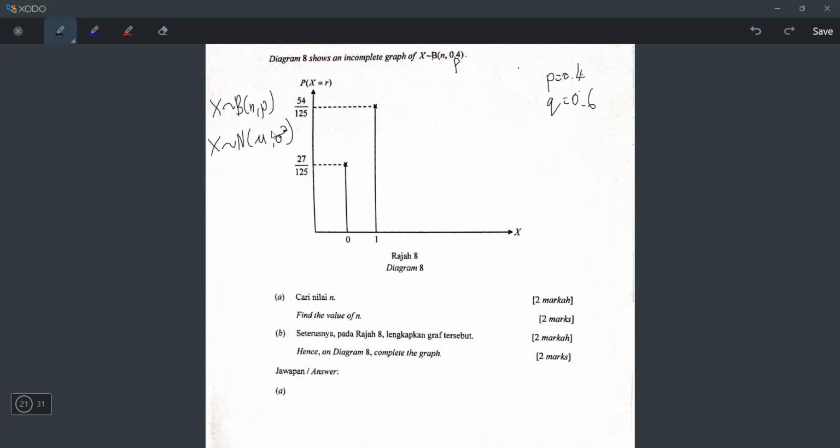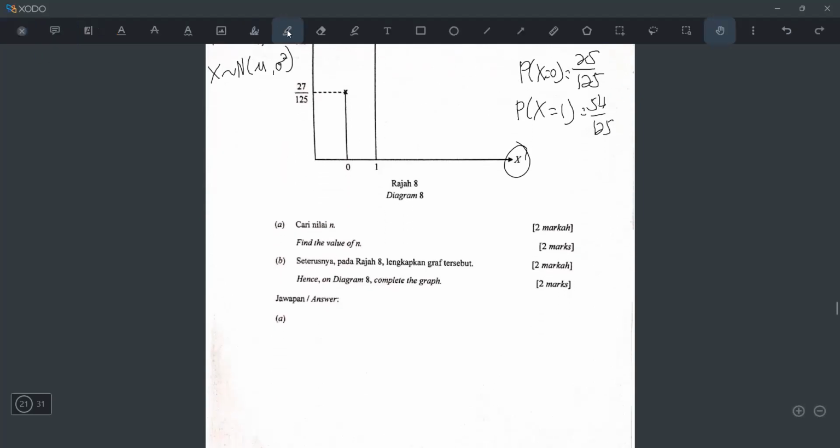For A, they want you to find the value of n. So how do we find the value of n here? We have some info here. This is x, this is P(X = r). From this diagram, I can tell P(X = 0) equals 27 over 125, and the other one, P(X = 1) equals 54 over 125. So for A, to find the value of n, you just use P(X = 0). Yeah, you just use this info.